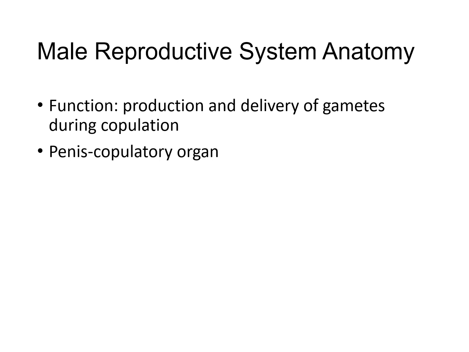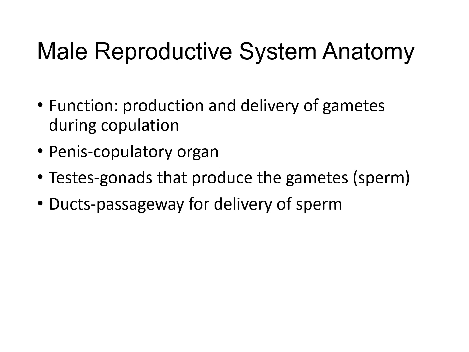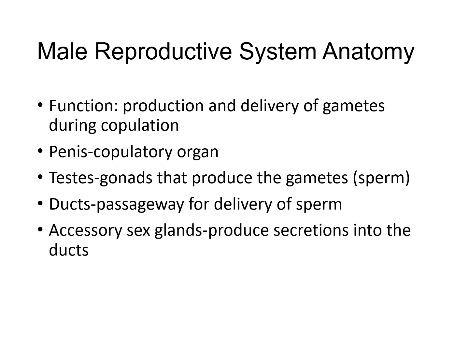The penis is the organ of copulation. The testes are the gonads that produce the gametes, the sperm. The ducts are the tubes or passageway for delivery of sperm. And there are various accessory sex glands that produce secretions into those ducts that facilitate the movement of the sperm or in some way aid it in its ability to fertilize the female gamete, the ovum or egg cell.